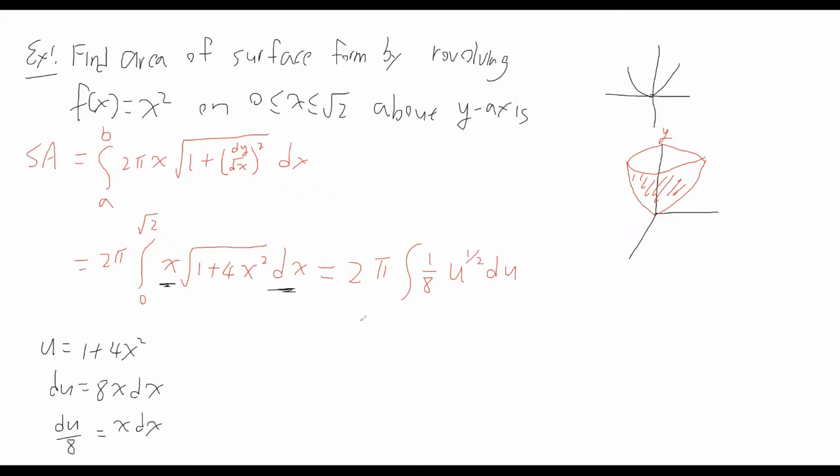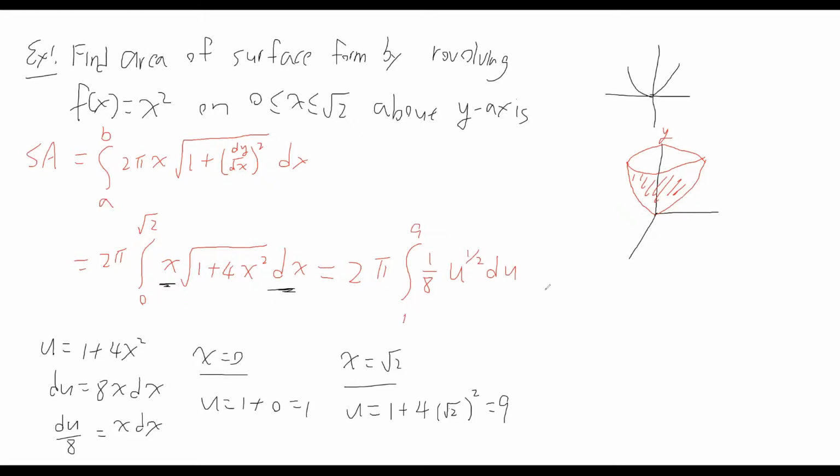All right, let's move on to working with the bounds. Right, so x equal to 0. u will be 1 plus 0, right? So that's 1. And x equal to root 2. That will be u equals 1 plus 4 times the square root of 2 squared. That's 2 times 4, 8, plus 1, 9. Okay. So u is going to be going from 1 to 9.